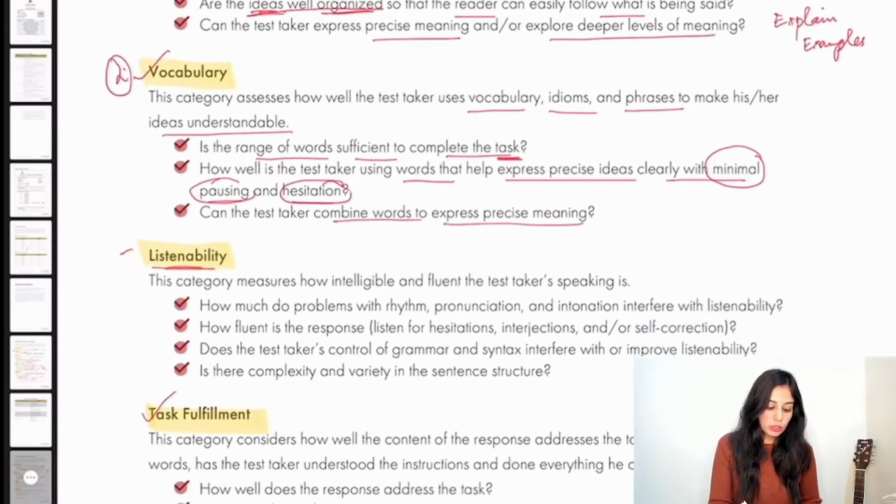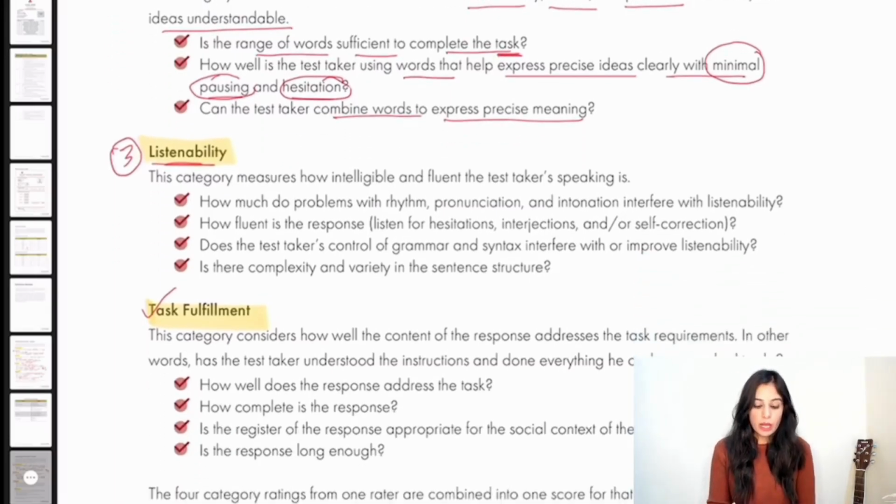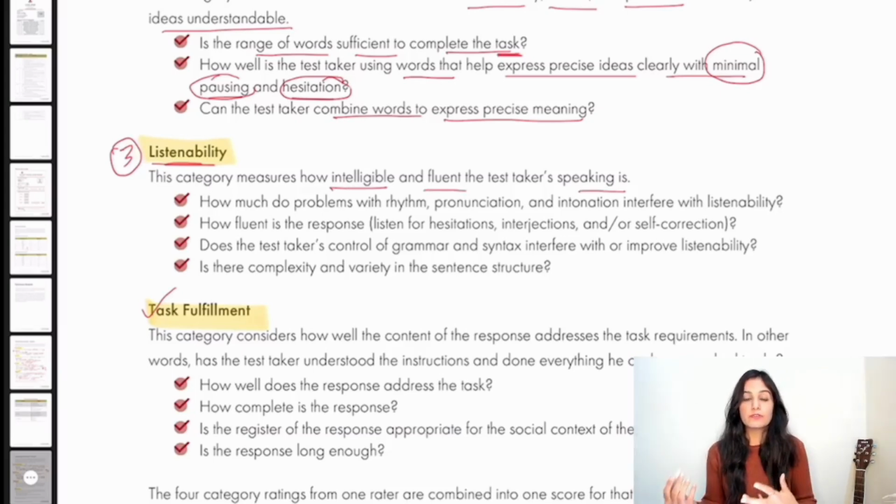Moving on to the third performance standard, it's called listenability, and this measures how intelligible and fluent your speaking is. Intelligible means how easy it is for the listener to understand what you're saying. Are your words clear? Are your words muffled and it's confusing? You're talking to yourself and your voice is not clear, or your words are not coming out clear. So that is what listenability is all about.